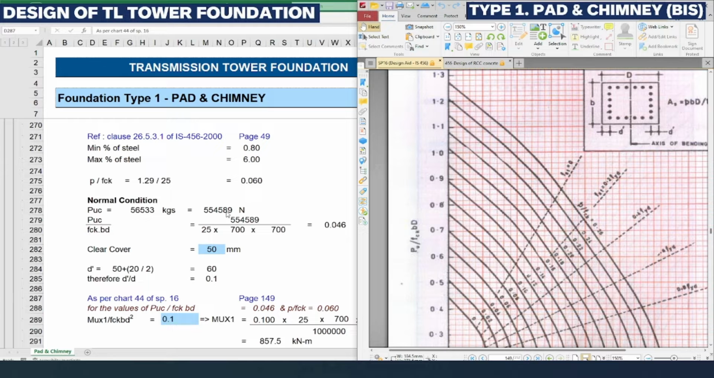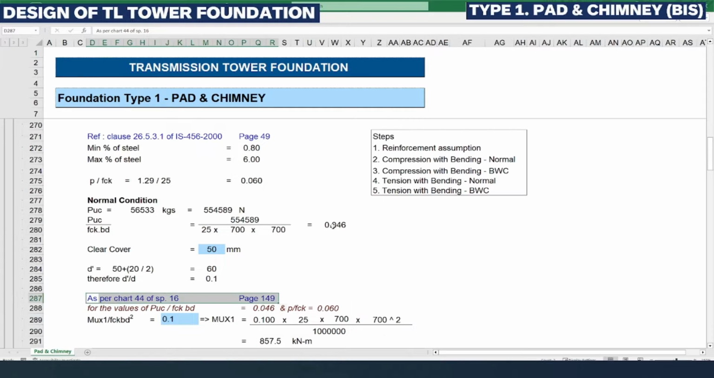So it is 5545.89. This value divided by fck, 25 megapascal, divided by 700, the cross-sectional area, that is B into D of the chimney. So we are getting 0.046 as the value for this. We can assume the clear cover of 50 mm.